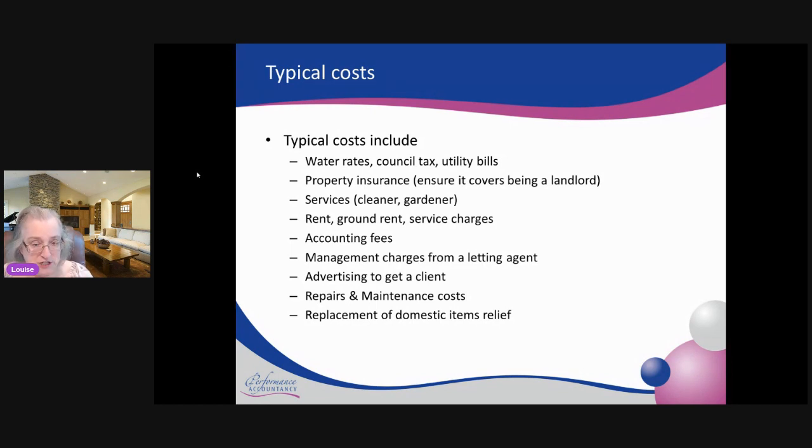If they charge you repairs and maintenance, just be aware of, is it really a repair and maintenance, or is it an upgrade of facilities? As I said, the upgrade stuff would be talked about in a different video. We've got here advertising to get a client to stay, and we've also got replacement of domestic items relief. It doesn't come in the body of the calculation for profits, but it does come as an allowance, and eventually it will come off the total profit in the end.